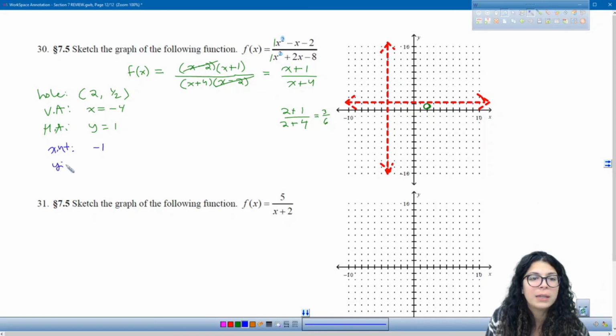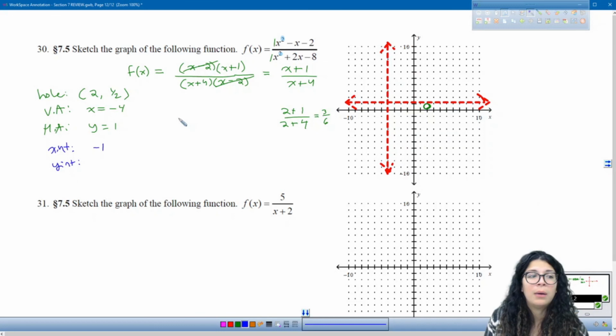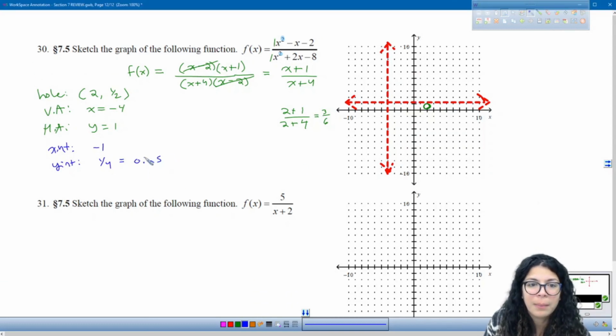And then for the y-intercept, we set the x value to be 0, but that will just zero out all of these terms right here as well. So it would just be 1 over 4, which is 1/4, which is 0.25. So let me go ahead and graph my x-intercept of -1 and my y-intercept of 0.25.